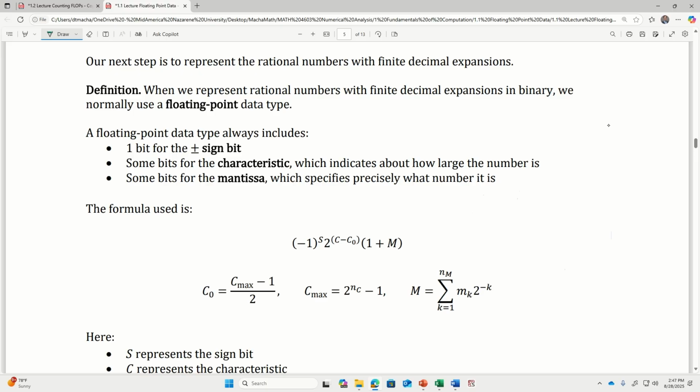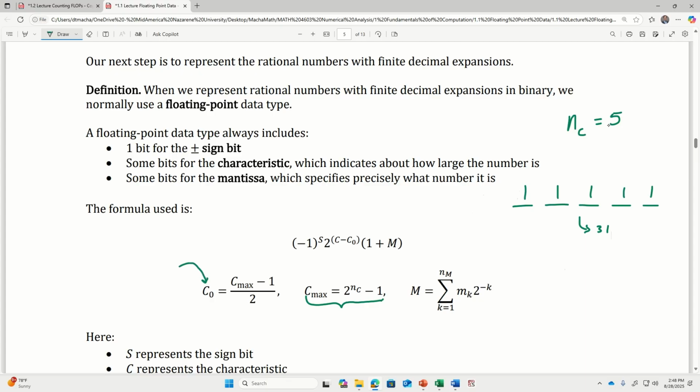Like this C max, characteristic max, that's 2 raised to the power of the number of bits allocated for the characteristic, minus 1. Do you know why that is? Because if I was going to have 5 bits allocated for the characteristic, then the largest that could possibly be is the number 31 in binary. And so that's why we have this formula here.